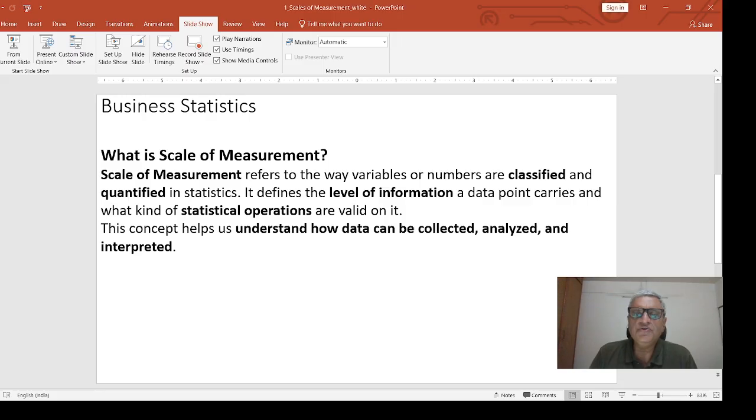In this video we are going to go through scale of measurement. So what is scale of measurement in business statistics? Basically, scale of measurement refers to the way variables or numbers are classified and quantified in statistics. We have already seen a lot of examples. Okay, so let's take an example.